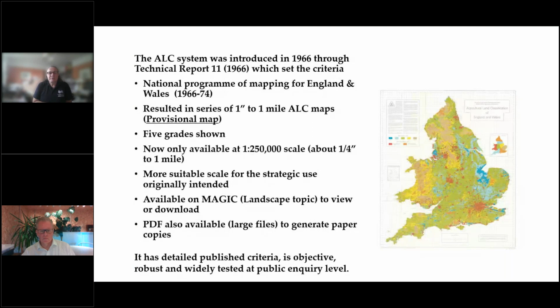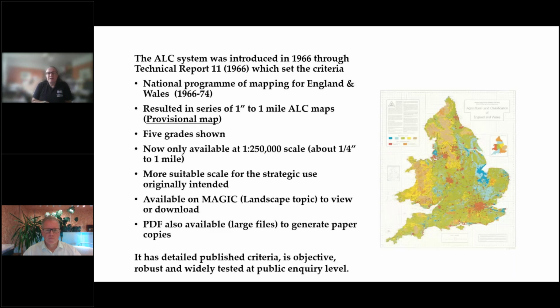The technical document which supported the development of the system was called TAC 11, and it set out the criteria. As a result of this, a national programme of mapping was carried out across England and Wales between 1966 and 1974. This resulted in a series of 1-inch to the mile maps, which are known as the provisional map. 5 grades are shown, there are no subdivisions as there were later, and this map is now available at 1:250,000. This is actually more appropriate to the original use because it was considered to be used for a strategic use rather than specific sites.